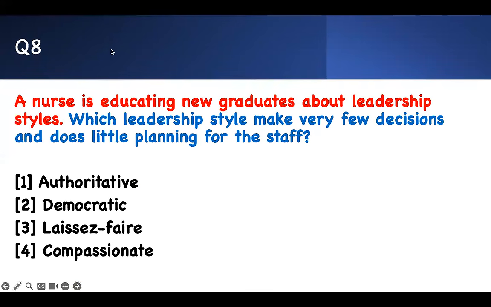Number 8. A nurse is educating a new graduate about leadership style. There are different kinds of leadership. You have to know this. This is a management issue. Which leadership style makes very few decisions and does little planning for the staff? Bunch of buzzwords. You make little planning for the staff and make very few decisions. That means not involved at all.